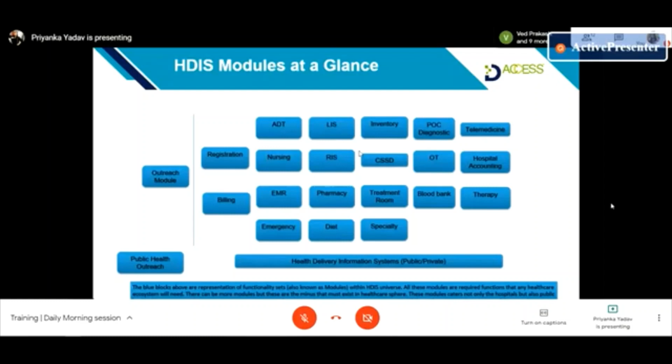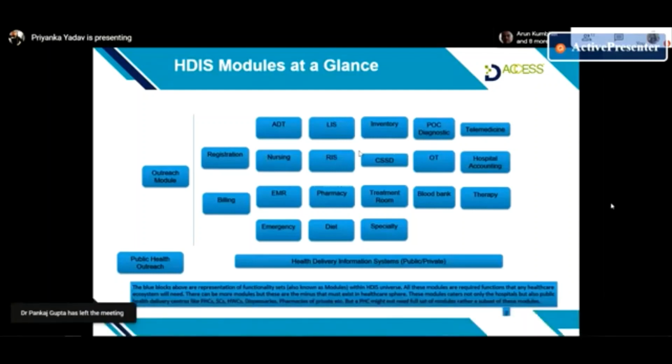And CSSD again acts as a sub store, which, once they need more items, will obviously raise an indent, which is a request to the main store to refill those items, and then the entire process goes on. So like Dr. Pankaj said, it is very, very critical to have these connected. The problem arises when these two things are not linked.